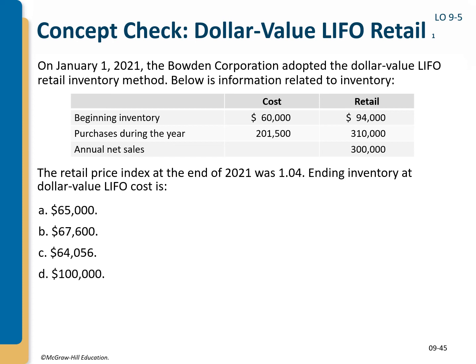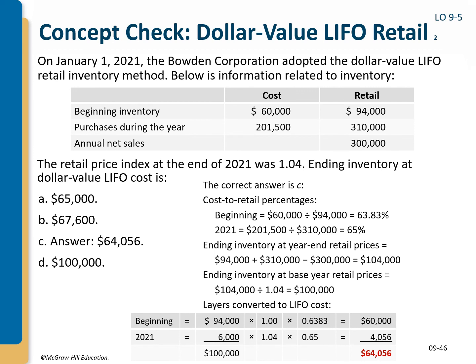So the next 6,000 of it has a price index of 1.04 and a cost to retail percentage of 65%. So take the $6,000 that will bring it up to 100,000 times 1.04 times our cost to retail conversion of 65%, $4,056. So what's the value of ending inventory? $64,056. So there's the items I just did in that order.